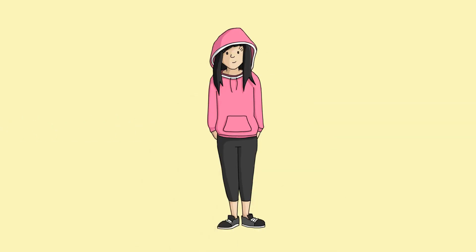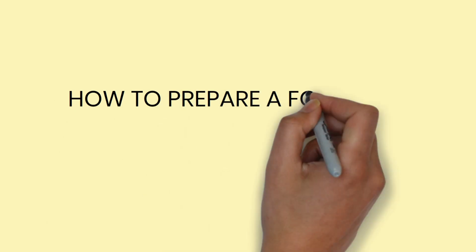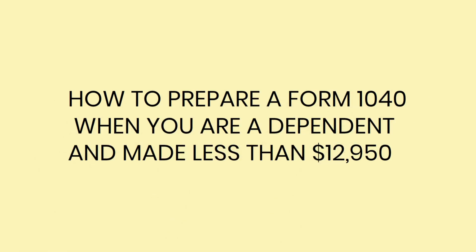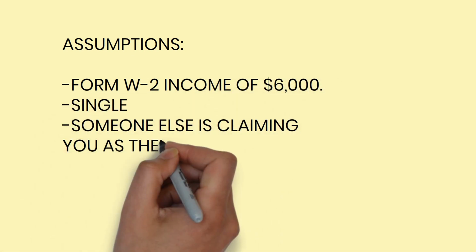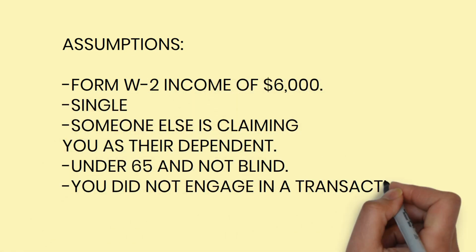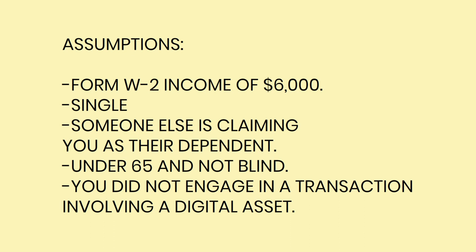I am from How To Taxes, and I'm here to help you prepare your Form 1040 when you are a dependent and you made less than $12,950. The assumptions to this video are that you have Form W-2 income of $6,000, you are single, and someone else is claiming you as their dependent.